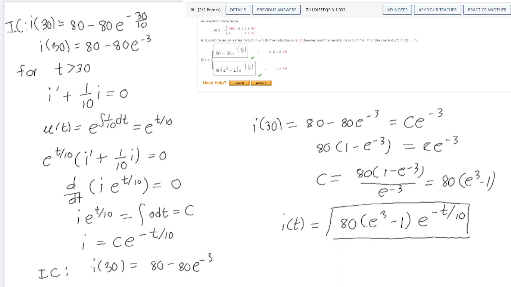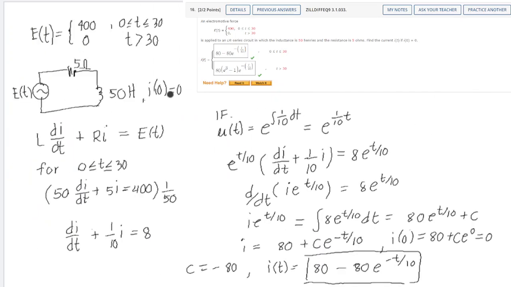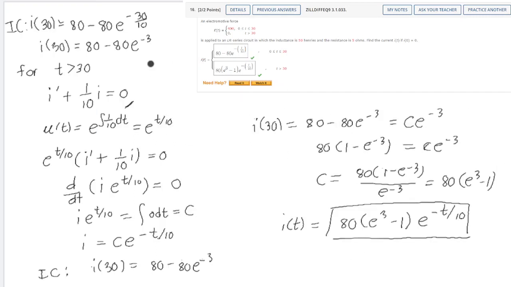What if our electromotive force is now 0 for time t greater than 30? We have our electromotive force as 0. That's why we have 0 here. This is just the same equation as the first page, but instead of 8, we have 0. We have I prime plus 1 over 10 I is equal to 0.